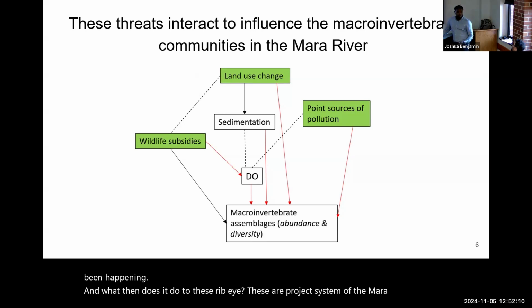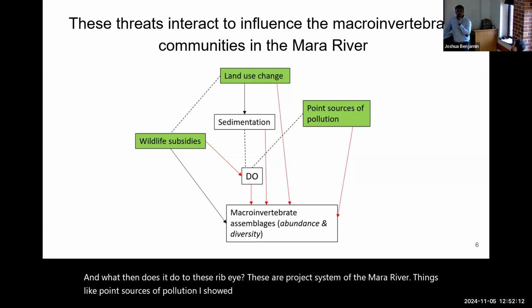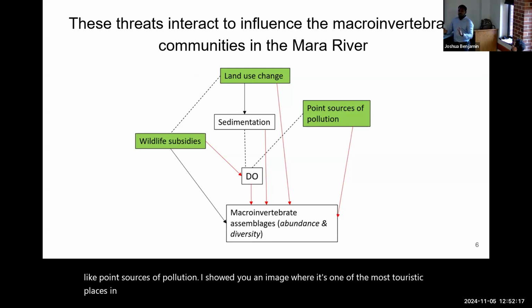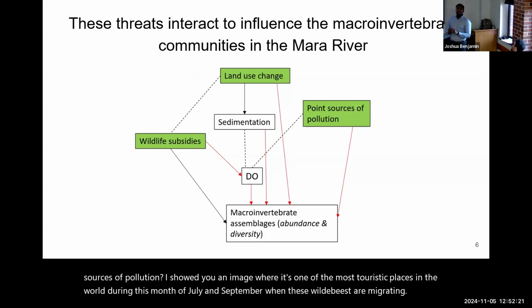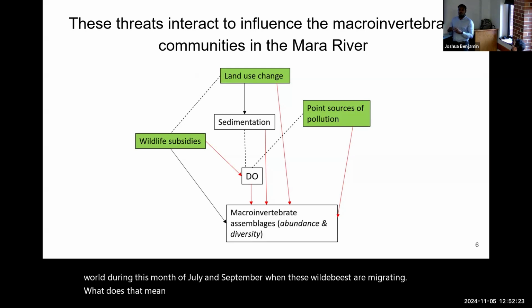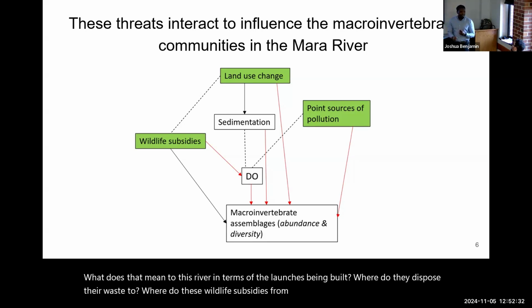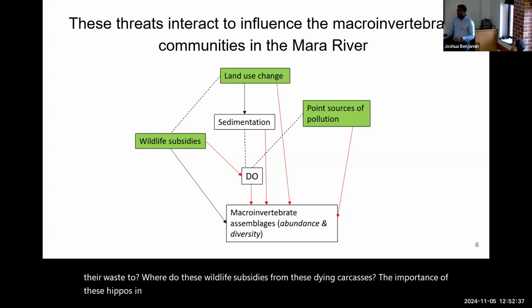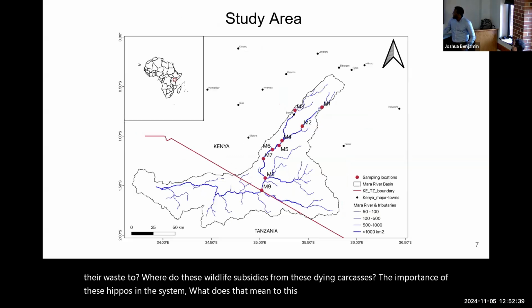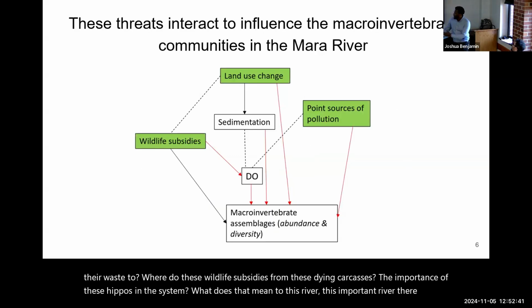Things like point sources of pollution. I showed you an image of one of the most touristic places in the world during the months of July to September, when these wildebeest are migrating. What does that mean to this river in terms of the lodges being built? Where do they dispose their waste? Where do these wildlife subsidies from dying carcasses, and the importance of these hippos in the system, what does that mean to this important river and these communities of macroinvertebrates?